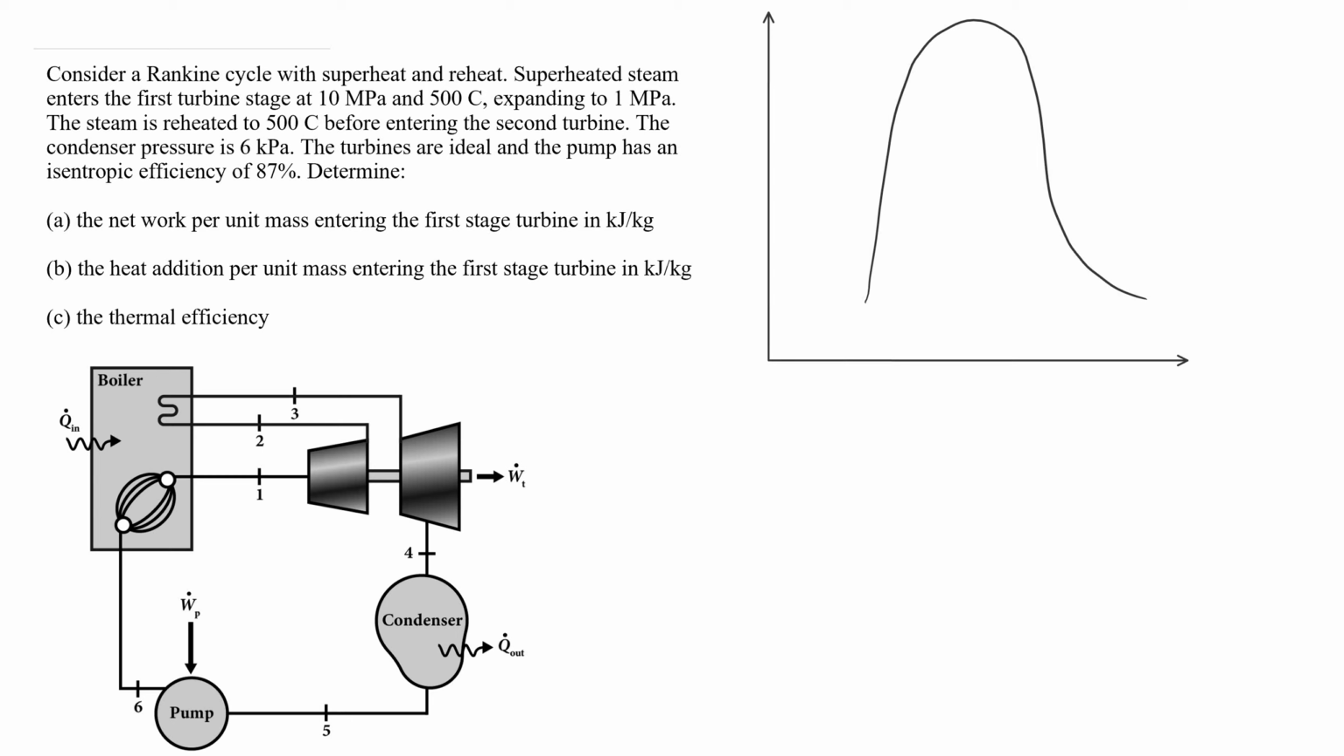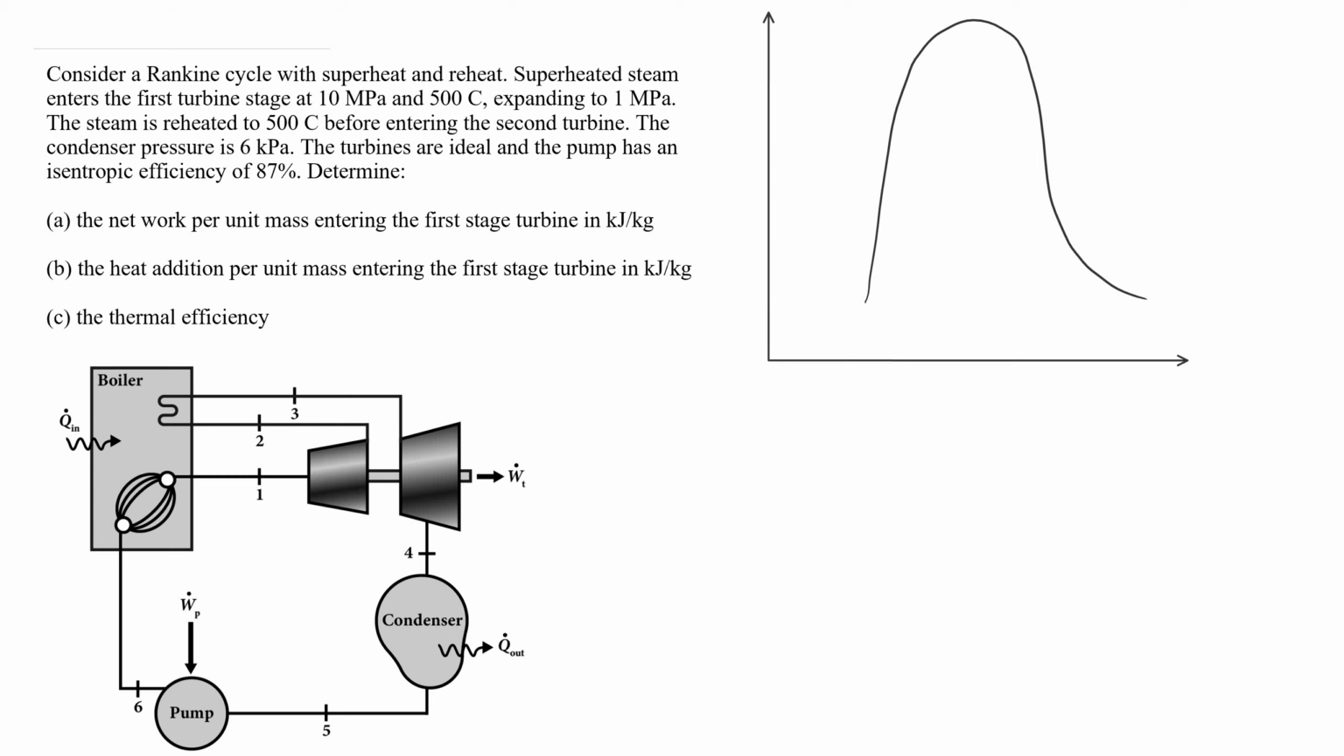So we're asked to determine the net work per unit mass flowing into the first stage turbine, the heat addition per unit mass entering the first stage turbine, so that will be Q dot N, and the thermal efficiency of the cycle. So you may be tempted now to go over here and draw this TS diagram. I am going to hold off doing that until our states are defined, and I hope you'll see why.